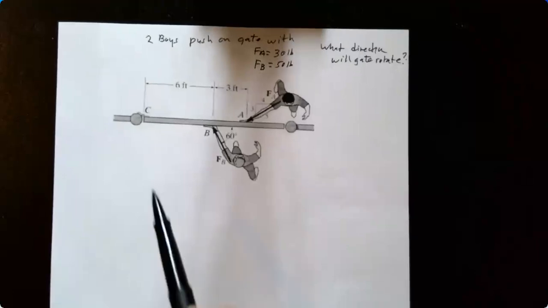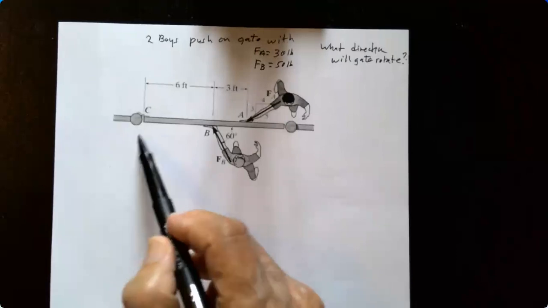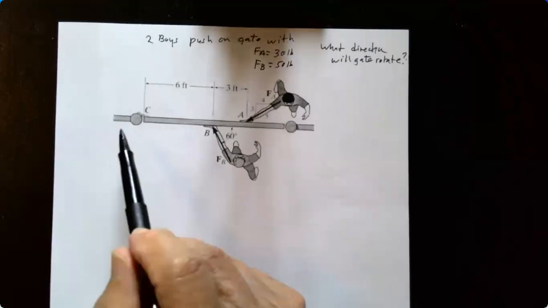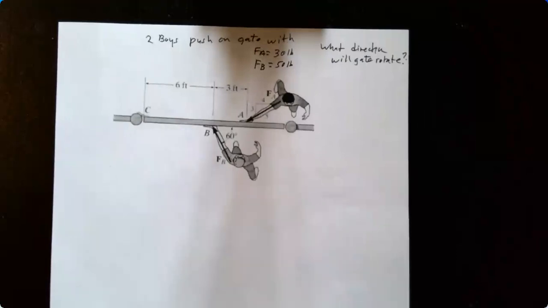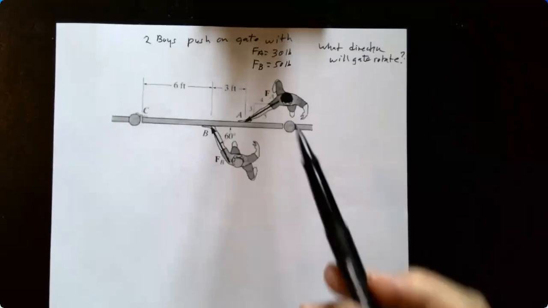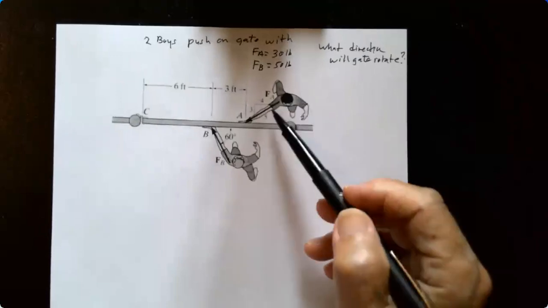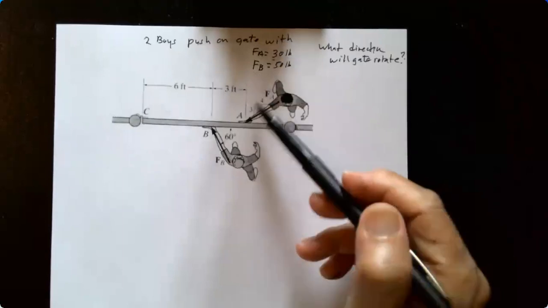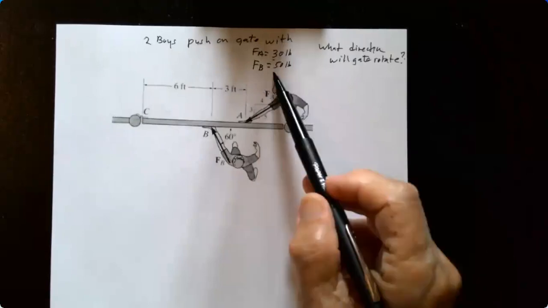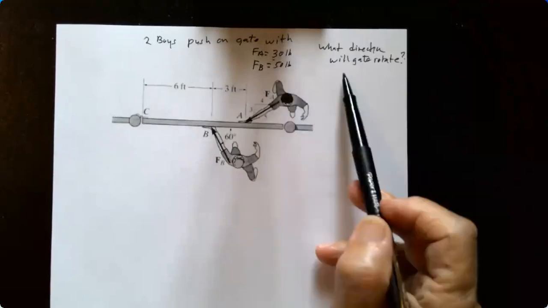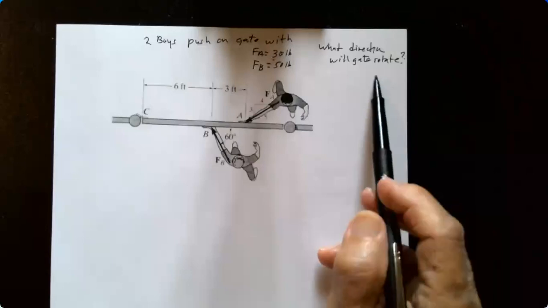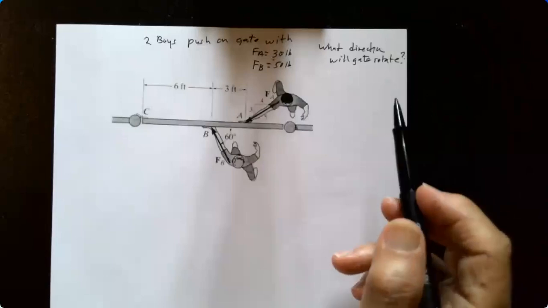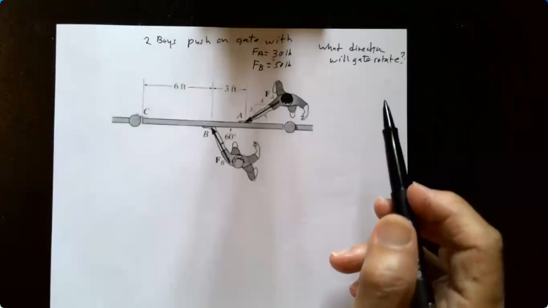We have a gate. It's hinged here at C, so the gate's going to rotate in one of two directions around C. We have two boys that are going to push on the gate. F sub A pushes with a force of 30 pounds. F sub B pushes with a force of 50 pounds. And what the question asks is what direction will the gate rotate? A very, very simple problem. So all we need to do is just calculate the moments.